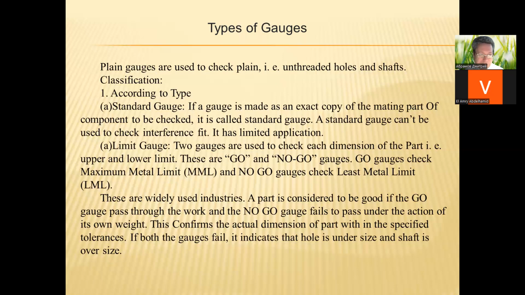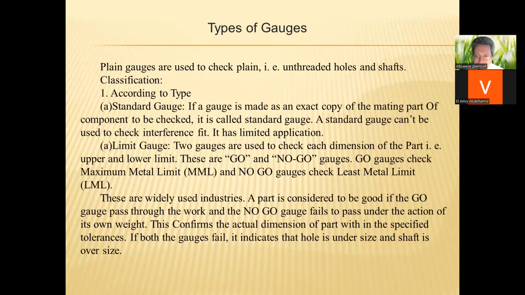And limit gauge. Two gauges are used to check each dimension of the part, the upper and lower limit. These are go and no-go gauges. Go gauges check the maximum metal limit, MML, and no-go gauges check the least metal limit, LML. These are widely used in industries.